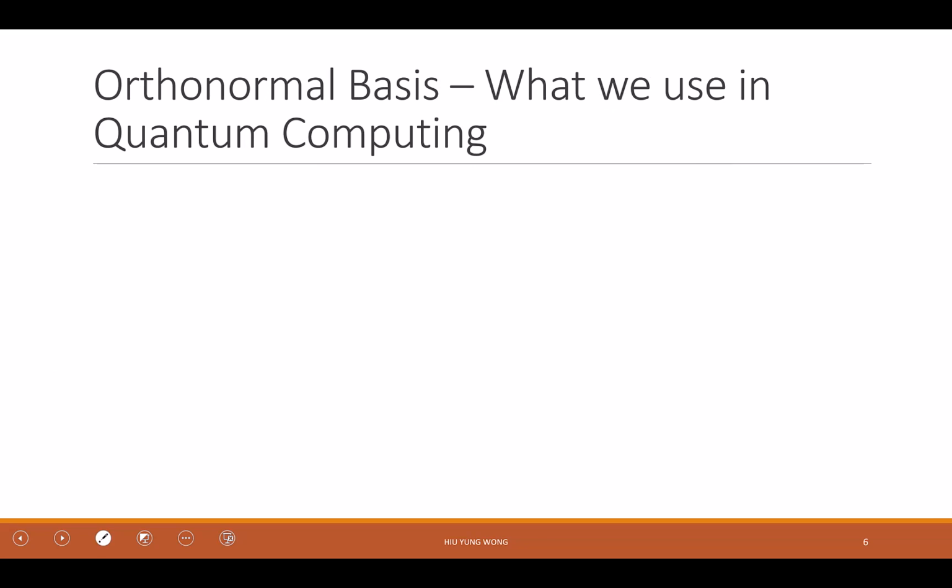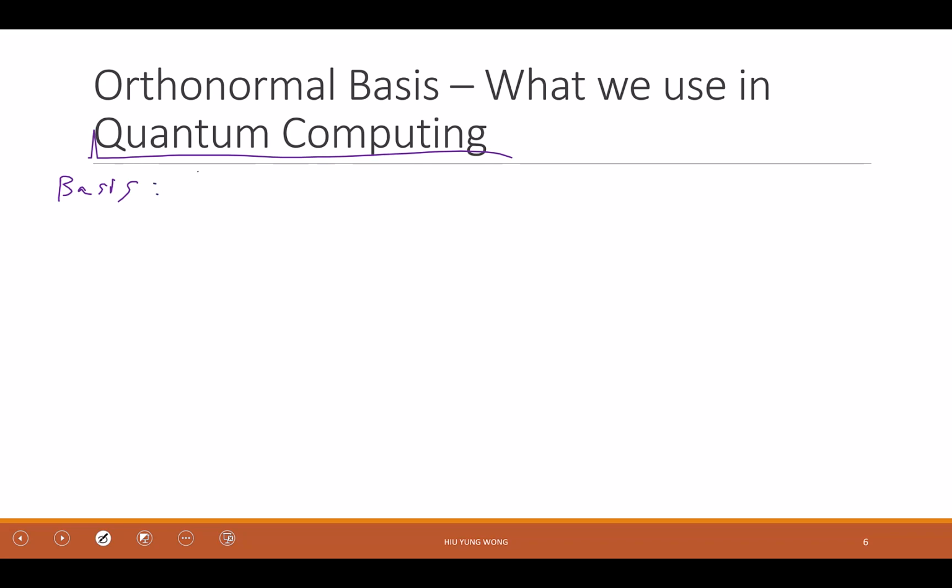Actually I'm doing this. What is an orthonormal basis? Right? This is what we use in quantum computing. And I already talked about this, so we can go a little bit faster. For example, this is required in quantum computing. Even if no one tells you, you need to assume that. Otherwise, it's not going to work well.